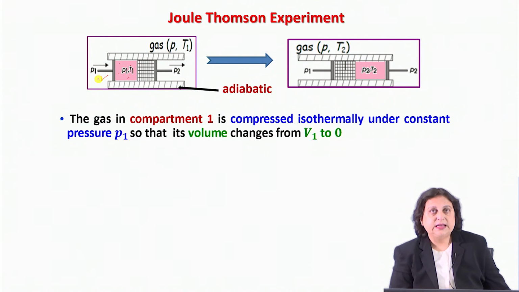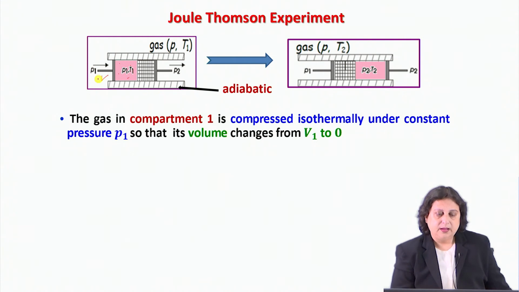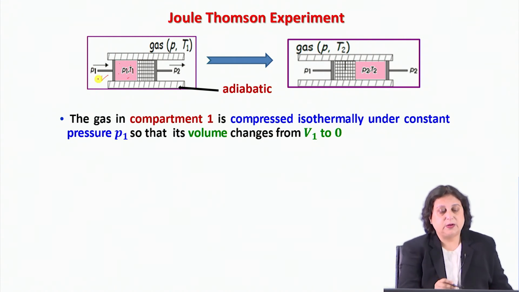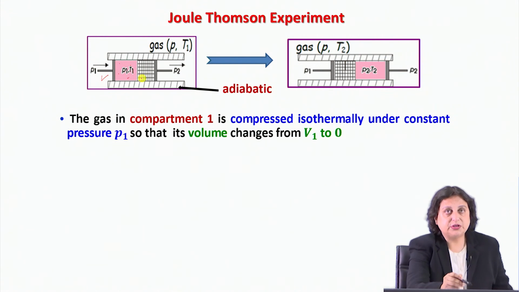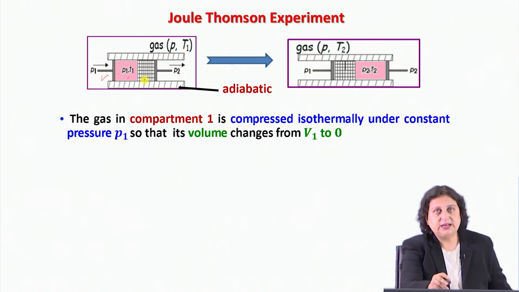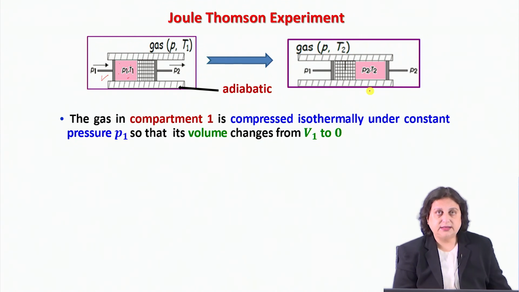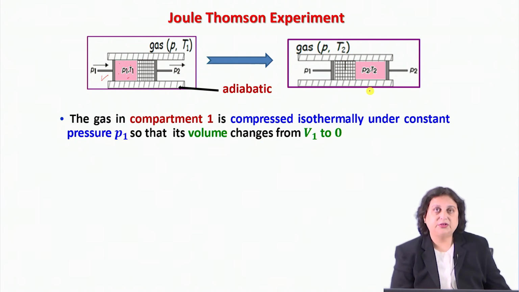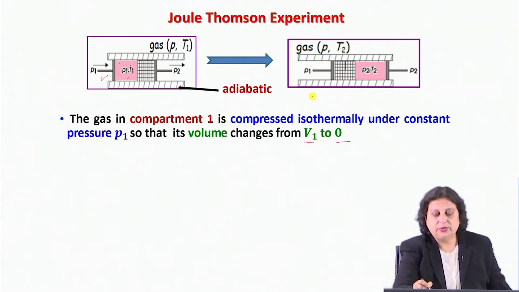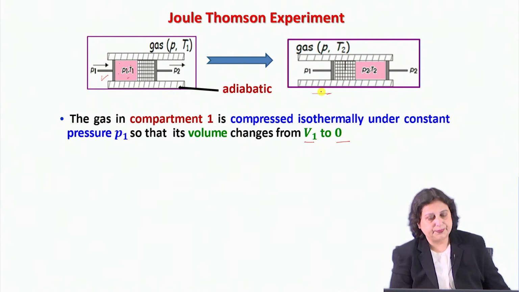The gas is compressed and its volume will change. Why should its volume change? That is because the gas will escape through this porous plug. Therefore, between the initial equilibrium state and the final equilibrium state, the volume of the gas contained in the left-hand side compartment of the porous plug will go from this value V1 to 0, where the volume of the left-hand side compartment containing the gas is equal to 0.